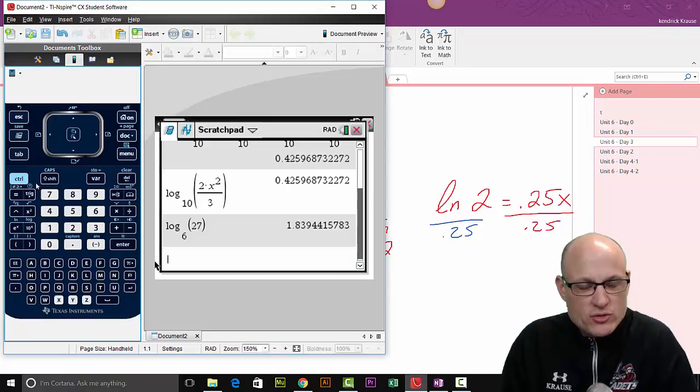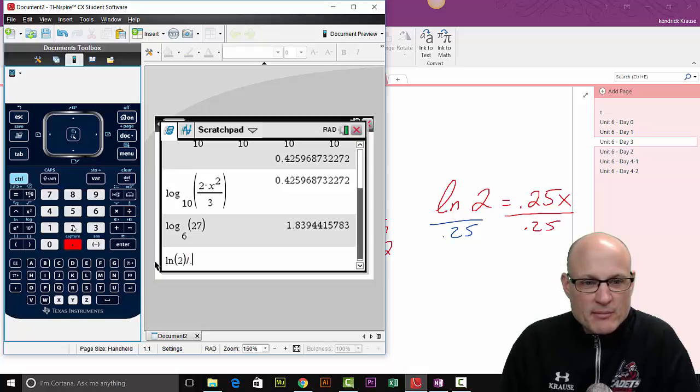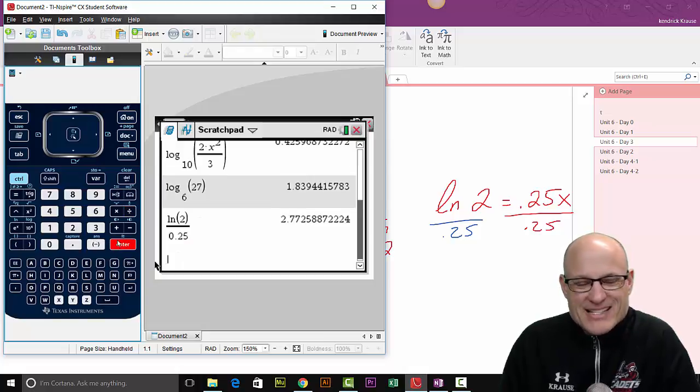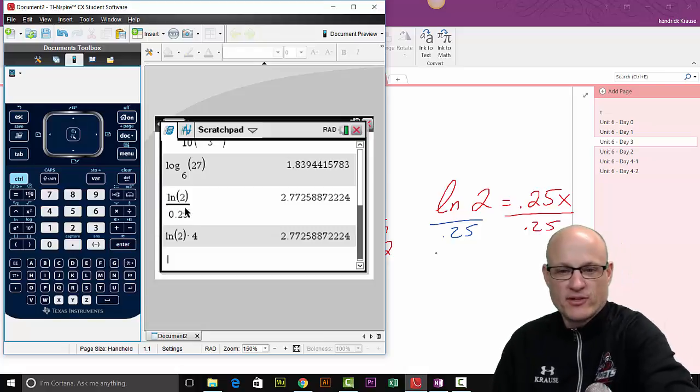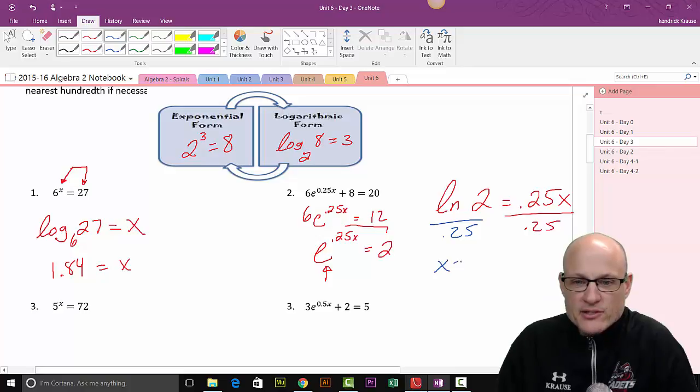And now we have to use our calculator. So we're going to go natural log of 2 divided by, by the way, I think most of you that are smart, I'm dividing by 0.25, right? At some point, those of you that are smart need to remember that when we're dividing by 0.25, what we're really doing is multiplying by 4. And multiplying by 4 would be a lot easier than dividing by 0.25. But anyway, it's 2.77. x is equal to 2.77.